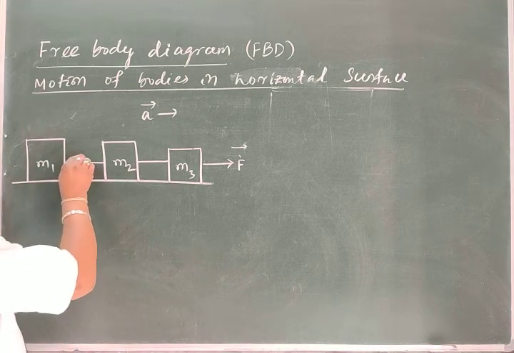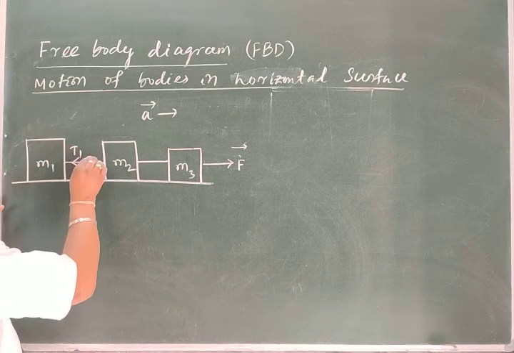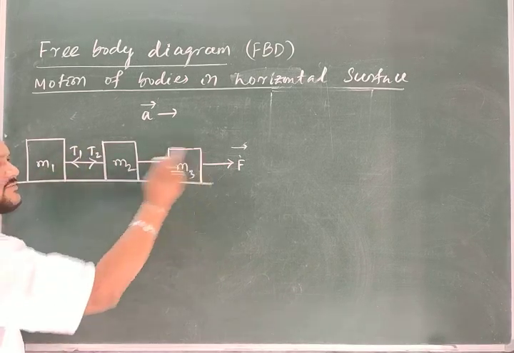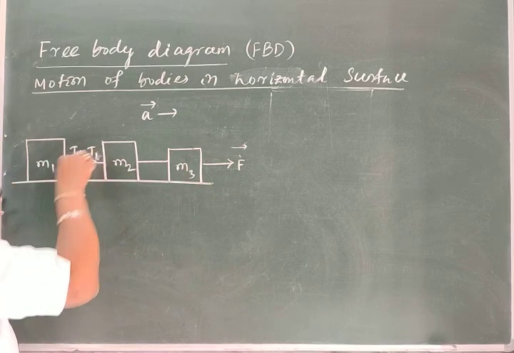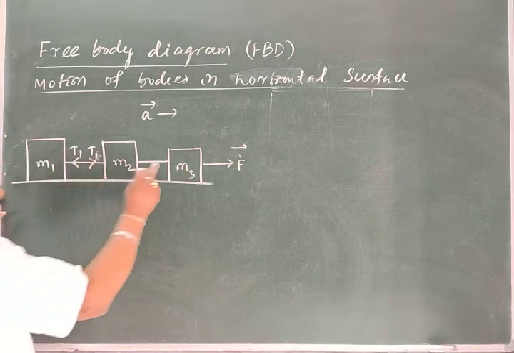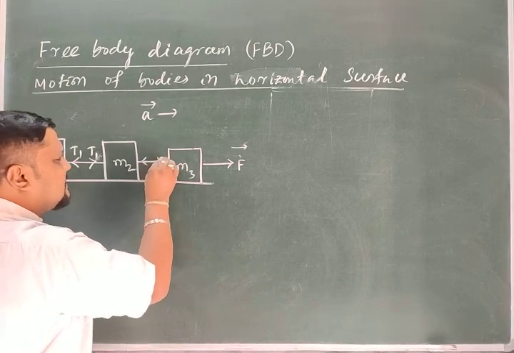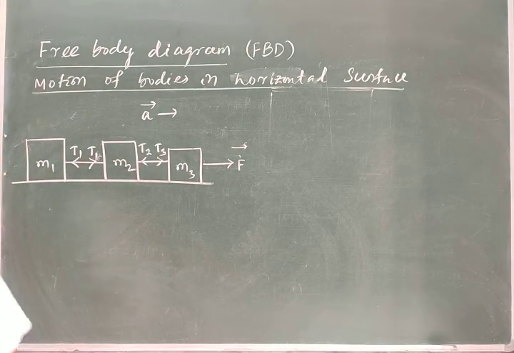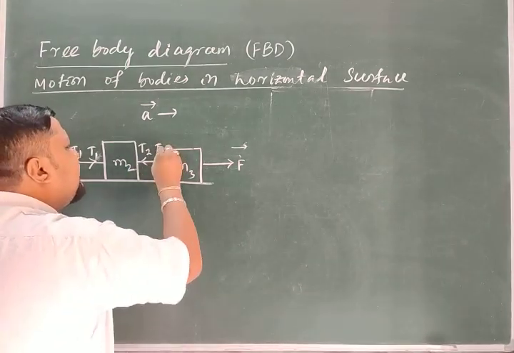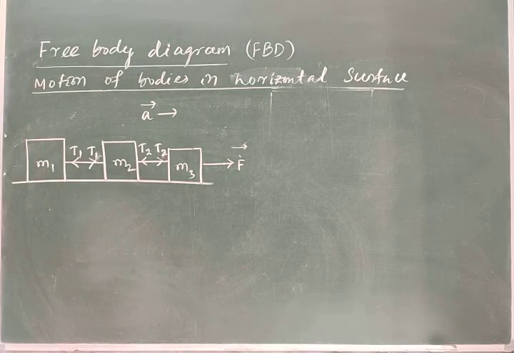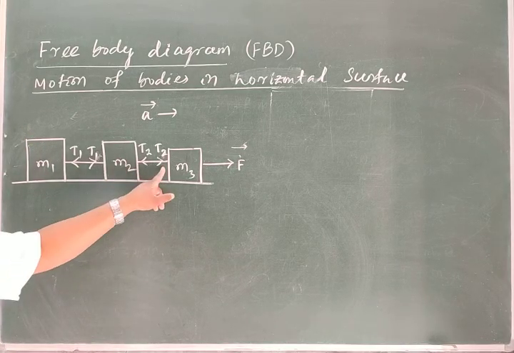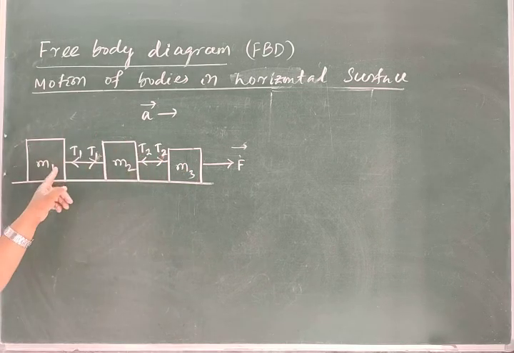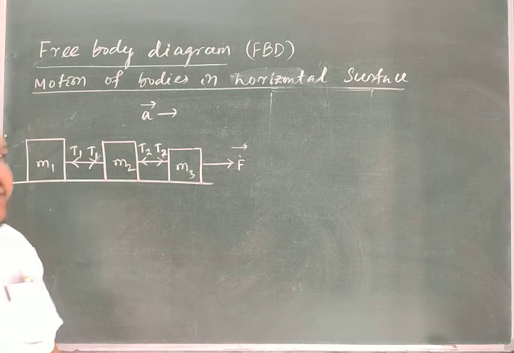So here, one tension T1, action and reaction T2, m1 on m2. Because of this force, suppose T1 and this is T1 like this, action and reaction. In between m2 and m3, suppose T2 and T3, T2 and T2, action and reaction. Clear? From m2 the tension will be away from this one, from m3 T2. This is the same string, so this is action and reaction. Here m1 and m2, action reaction T1 T2.